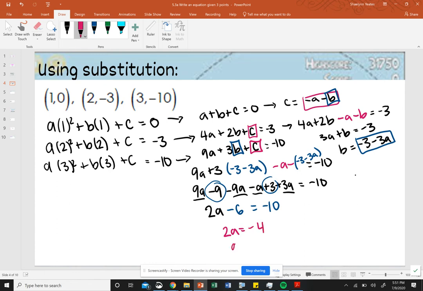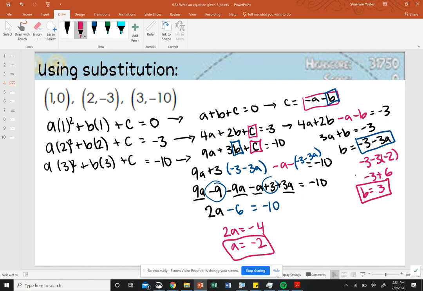Divide both sides by 2, and I get A equals negative 2. Now I know what A is, so now I can find B. This is going to be negative 3 minus 3 times negative 2. So that's negative 3 minus 6. Nope, plus 6, which equals 3. So B equals 3.